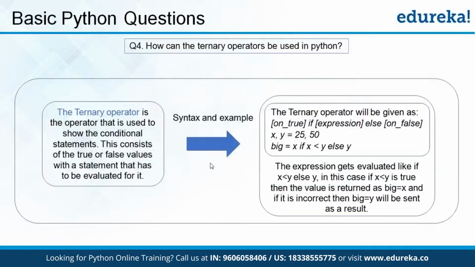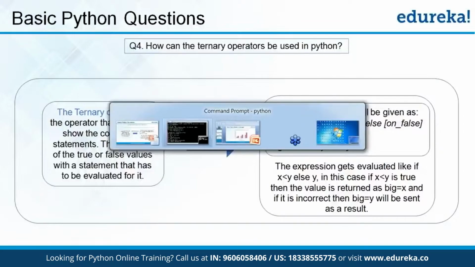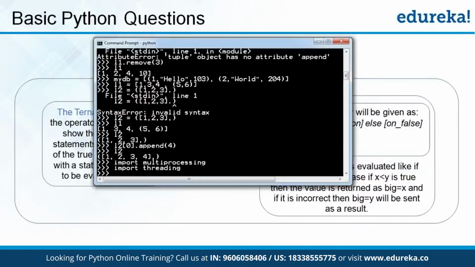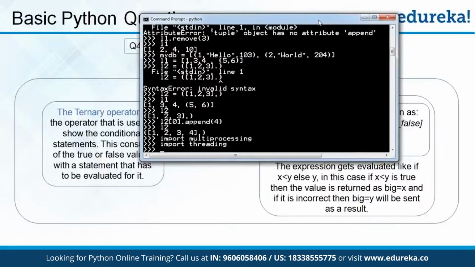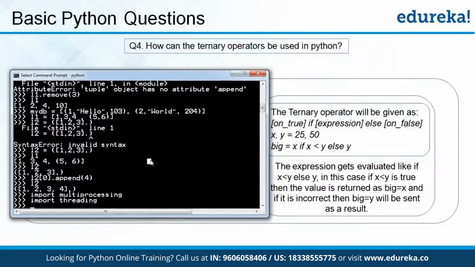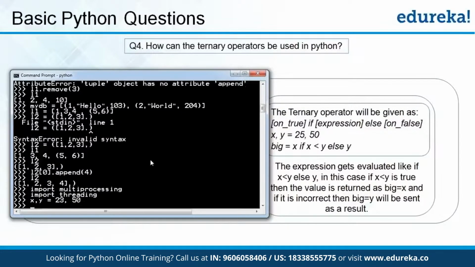Now, basic Python questions when it comes to the ternary operation. I wouldn't call it exactly ternary, but it behaves like a ternary operation, where you have conditionals, if X or Y. So how does it work? Let's take up this example: X, Y = 25, 50. We need to find the largest among these.